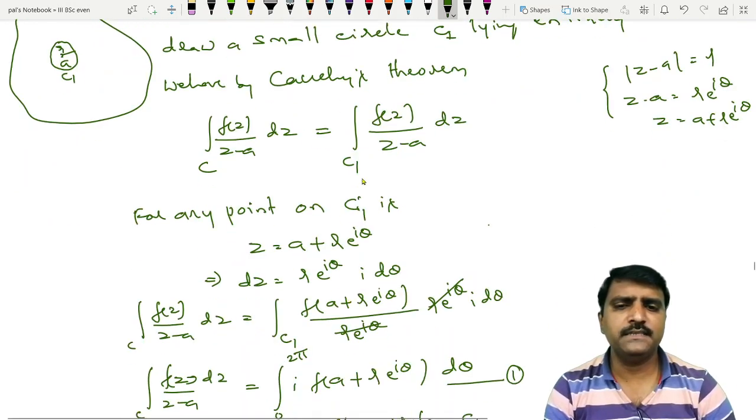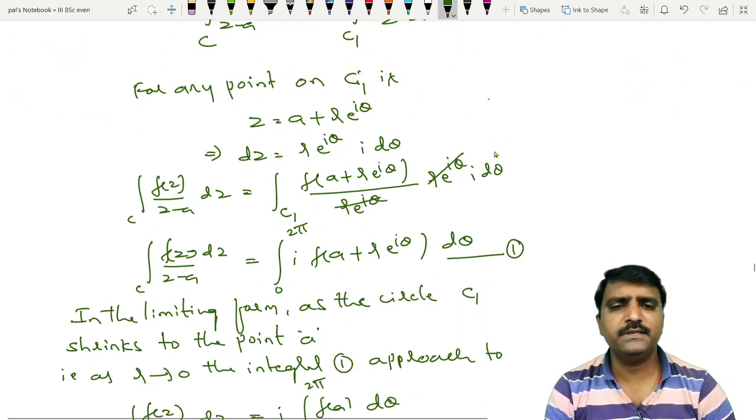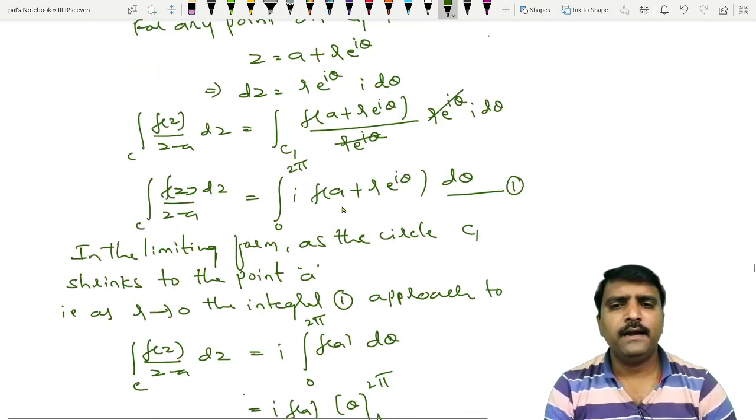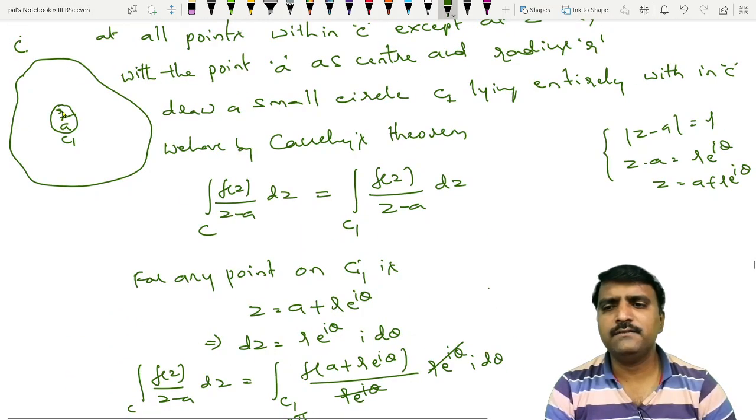Here C1 is the circle |z−a| = r. So you can write z−a = r e^(iθ), or z = a + r e^(iθ). Any point on the circle is like this. You differentiate this to get dz, substitute the values of dz and z, where z−a is r e^(iθ), and take the limits for θ. Theta varies from 0 to 2π.